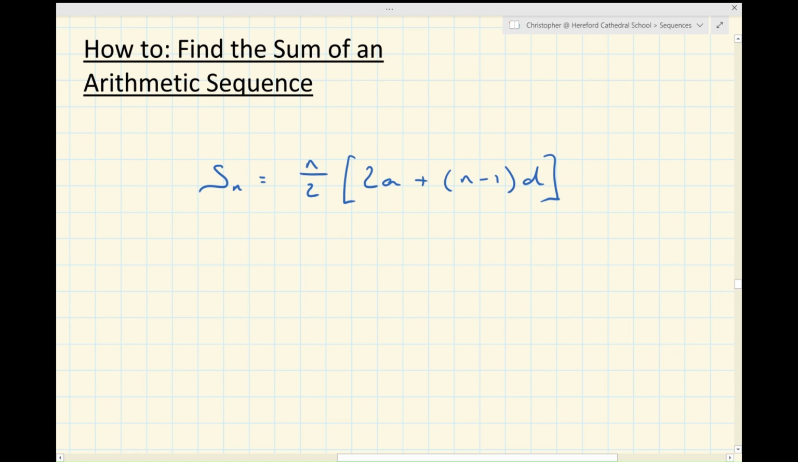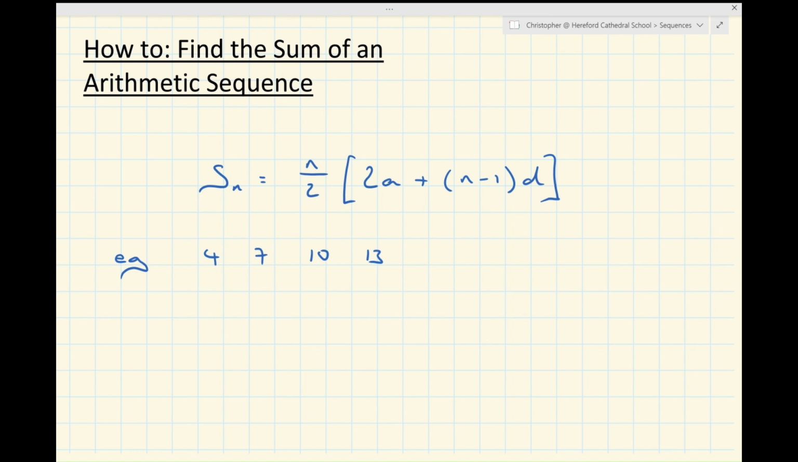Right here, we're going to learn how to find the sum, the total of an arithmetic sequence. So, for example, what do I mean by the sum of an arithmetic sequence? Well, this is an arithmetic sequence, 4, 7, 10, 13. It's an arithmetic sequence because the difference between the terms is always the same. In this case, the constant difference is 3.